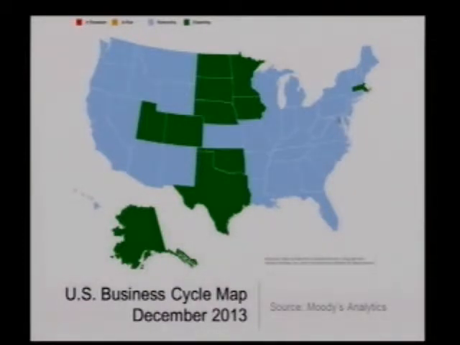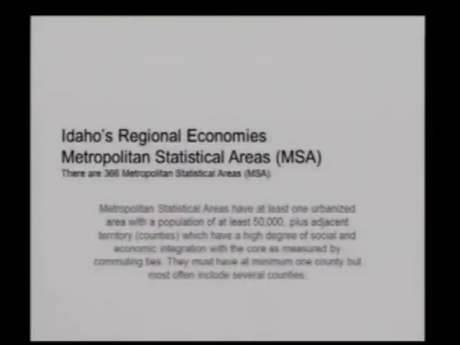The states that were in green were pretty much those that were energy providers, such as North Dakota, Texas, Oklahoma, Alaska. Now we're seeing Utah, Colorado, Massachusetts, Minnesota, and Iowa, also Nebraska.